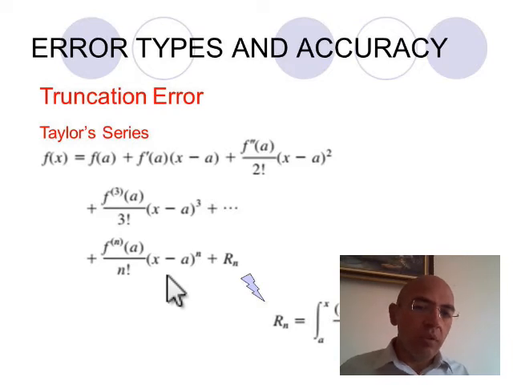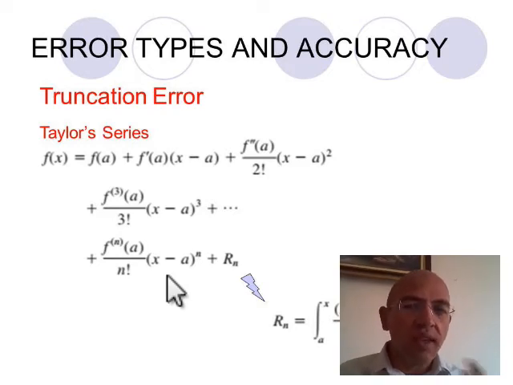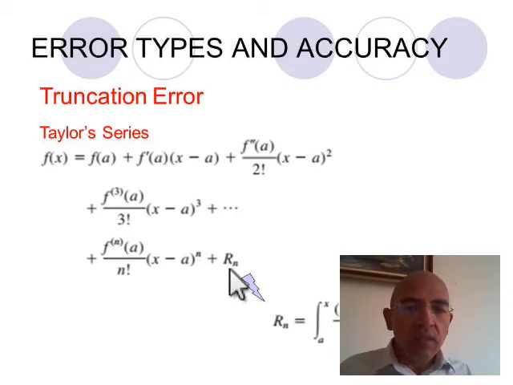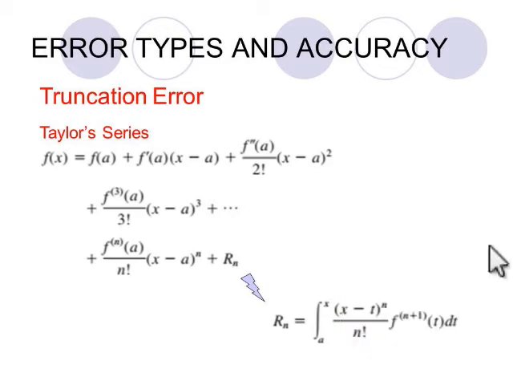But it's highly probable that you cannot do it, and you just take a finite number of terms, and as a result, the remaining terms are called the remainder. Here we show it with Rn. So what is the value of Rn? Rn is the integral from a to x of (x minus t) to the power n divided by n factorial, f^(n+1)(t) dt. So this is the integral form of the remainder terms.